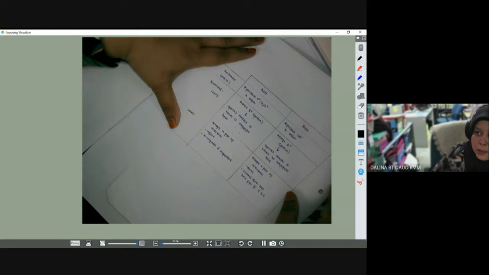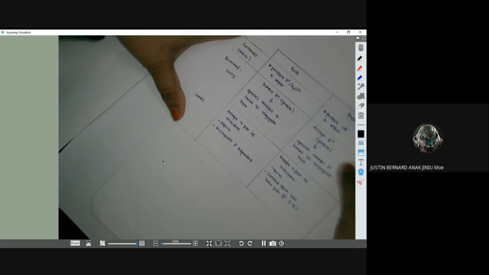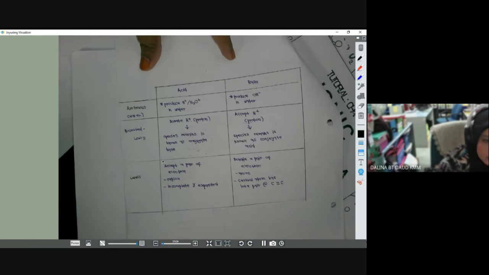Okay, yang ini ada siapa-siapa bagi nota yang ni kat kamu? Yeah, someone from the group. Ada. Okay, so saya explain sikit lah. Kalau yang tak ada, tolong snap.